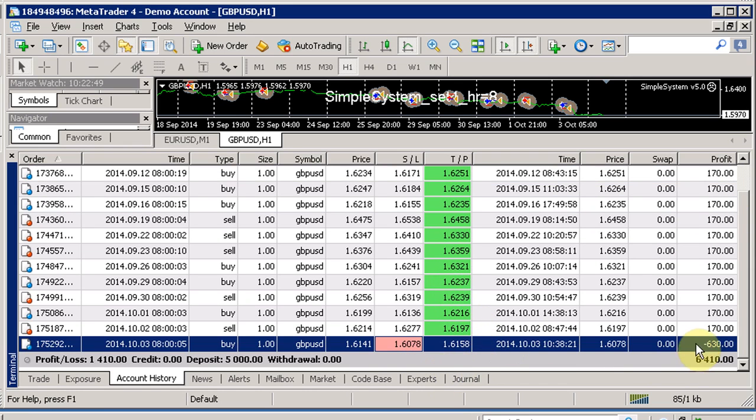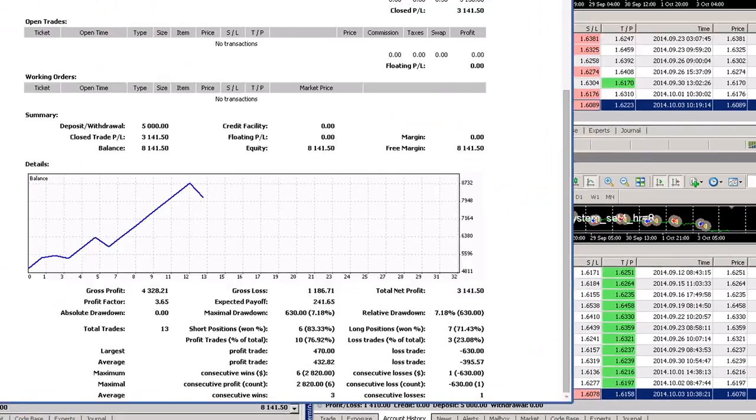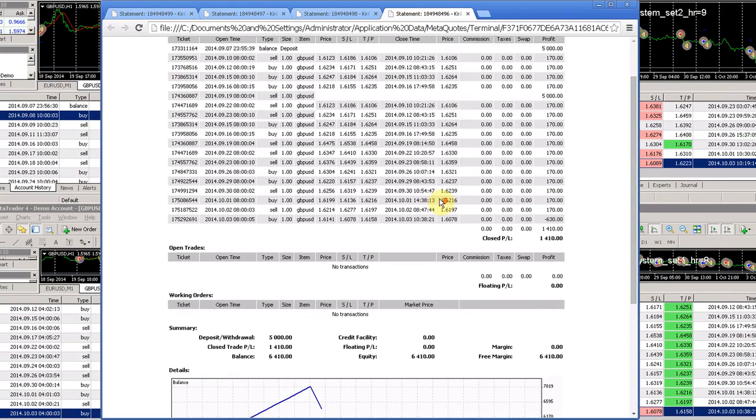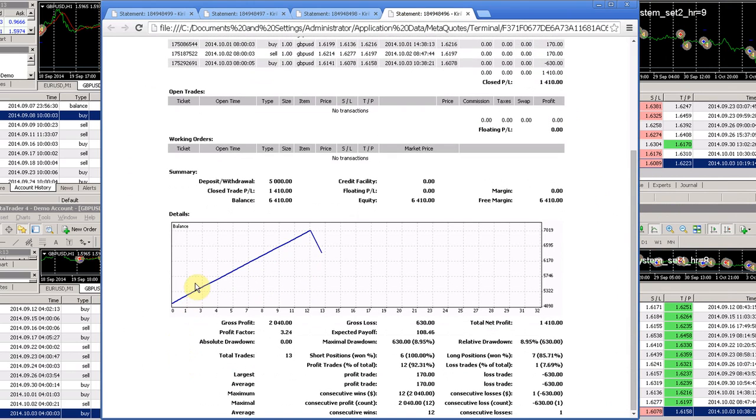And as we discussed, this may have been affected by non-farm payrolls and unemployment, but nevertheless, the set yielded $1,410 of pure profit on a deposit of $5,000 in the space of 4 weeks, which is 28% profit. So let's jump to the report and have a look at that. Here we've got those profitable trades and an amazing, incredible chart just going up, up, up, and then maybe a loss. And hopefully, if this set were to continue, it would be going up, up, up again.